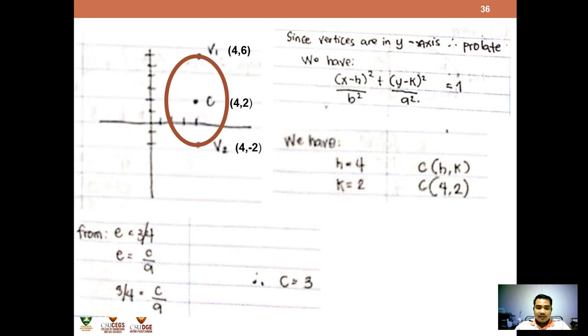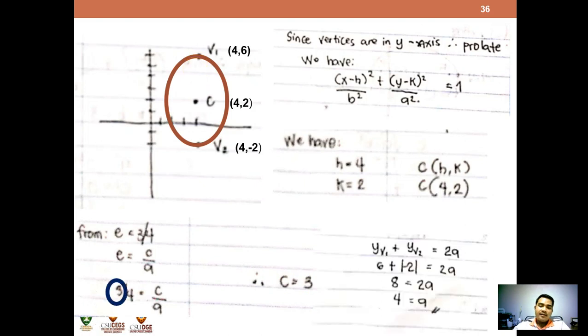Then from the given eccentricity equals 3 over 4, we have the formula eccentricity equals c over a. We equate 3 over 4 to c over a, so c is 3 and a is 4. Therefore, c is 3. This is the distance from the center going to the focus. So 1, 2, 3. The focus is 3 units apart.